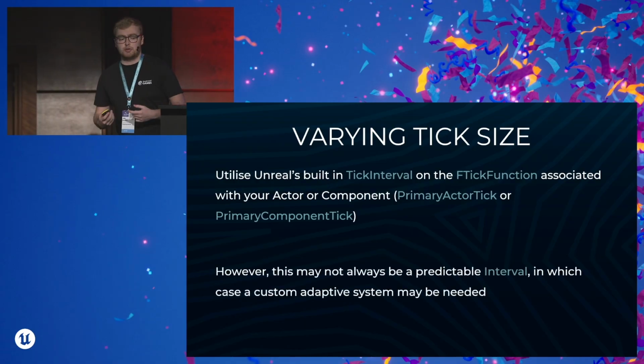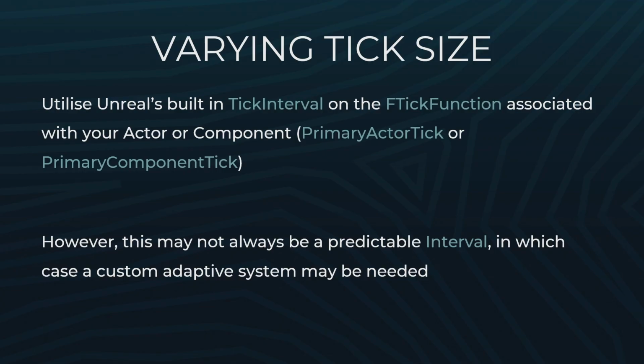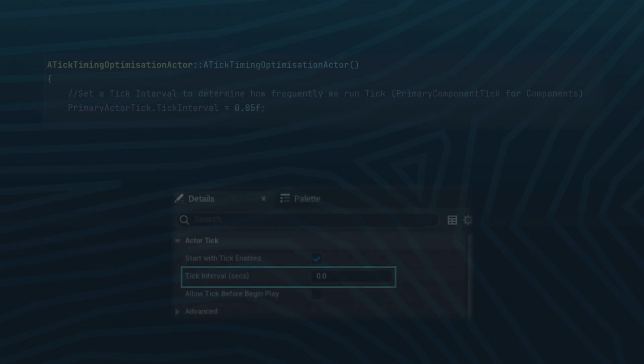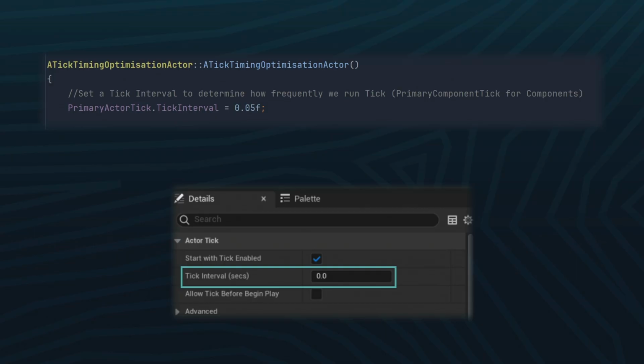So you can implement something a bit more adaptive so that you can modify your tick interval based on whether something's happened or not. Ideally, you'd use an event-based system, and this wouldn't need to be a thing, but event-based systems aren't always possible. So if we're looking at our tick interval, very similar to our beacon of a tick, we can modify this on our primary actor or primary component tick, or in our blueprints, again, we've got our tick interval there just before start with tick enabled. So that's nice and quick to change, nice and easy.